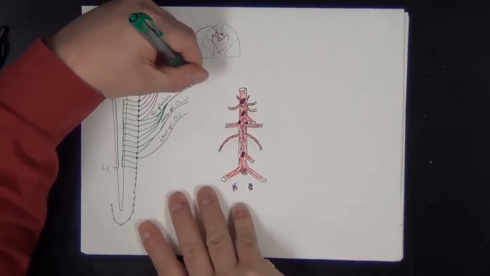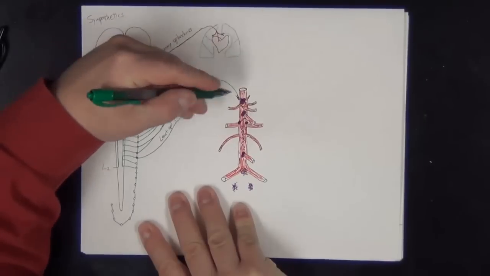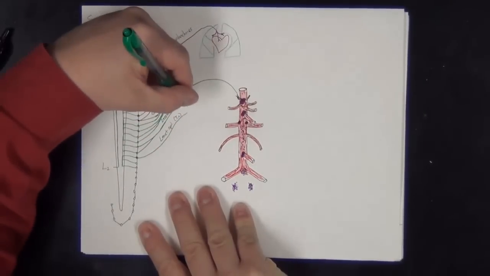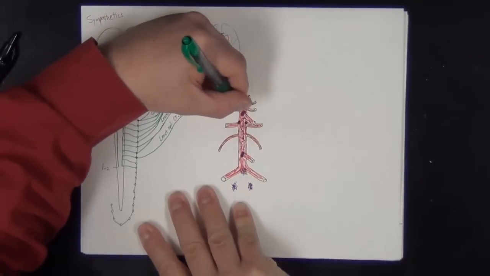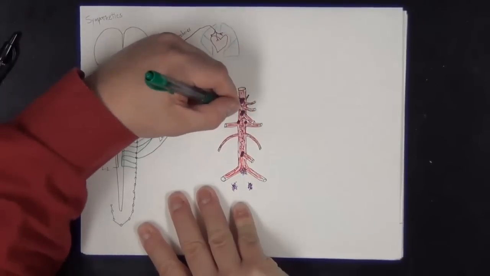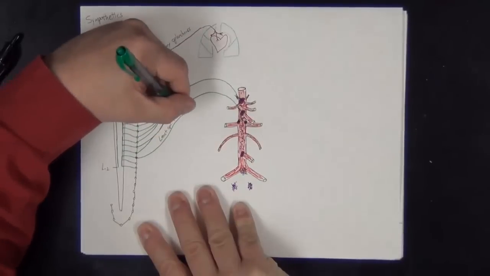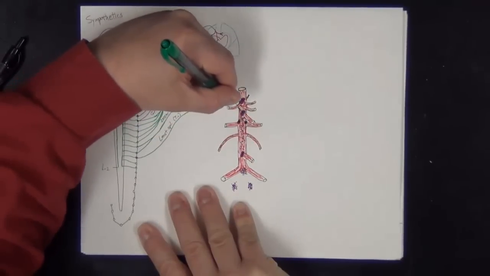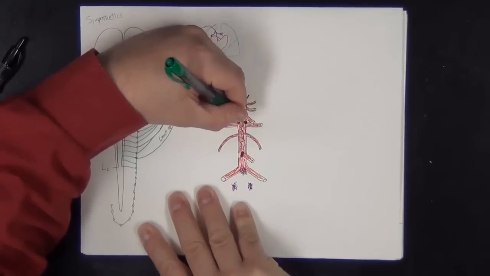So here, greater splanchnic travels in and synapses with cell bodies in the celiac ganglia. Lesser thoracic splanchnic comes in, synapses with ganglia hanging out in the superior mesenteric and the aortico-renal ganglia. And the least splanchnic comes in and synapses with the cell bodies of the aortico-renal ganglia as well.